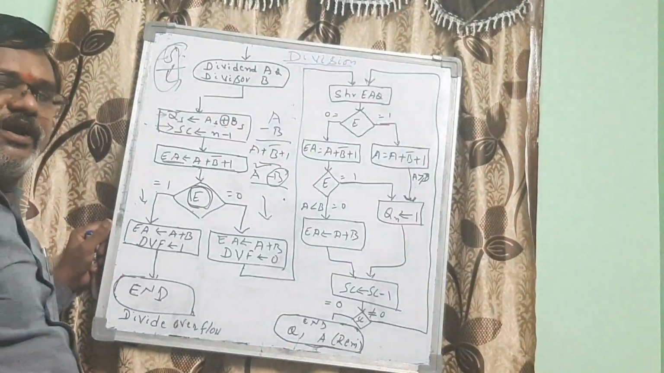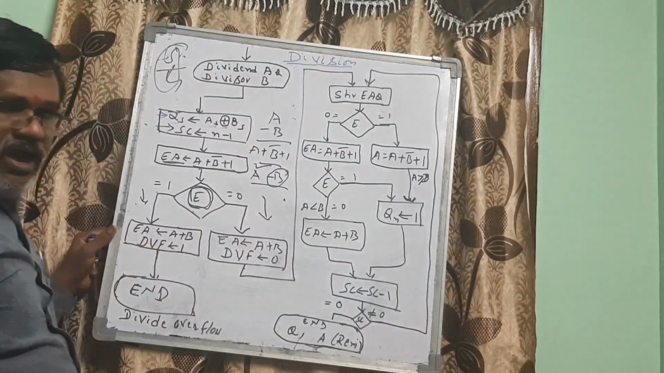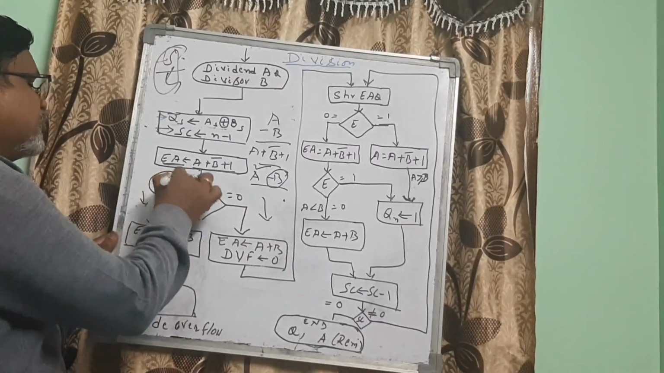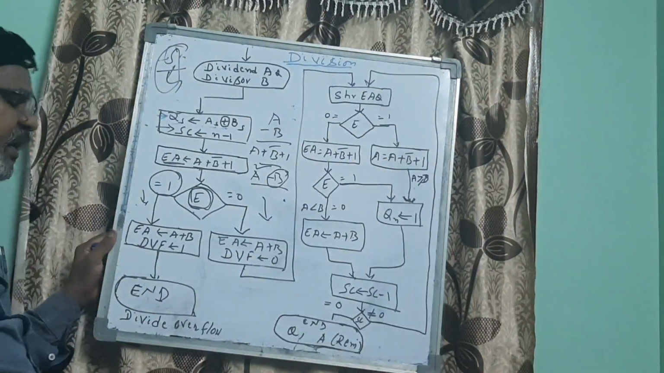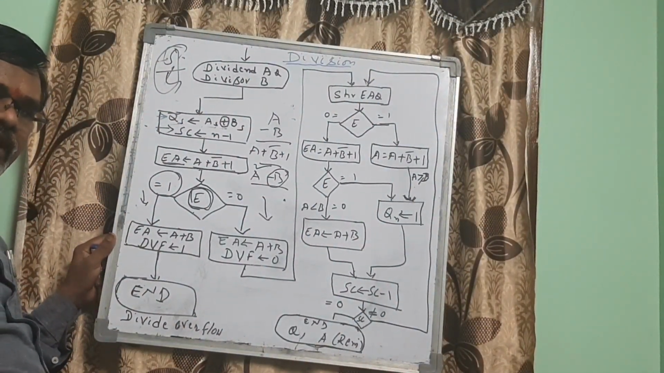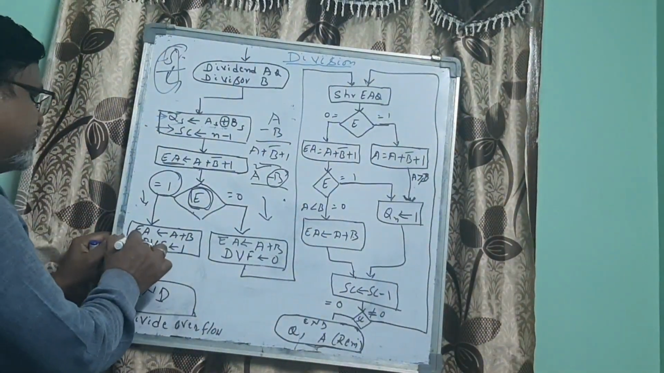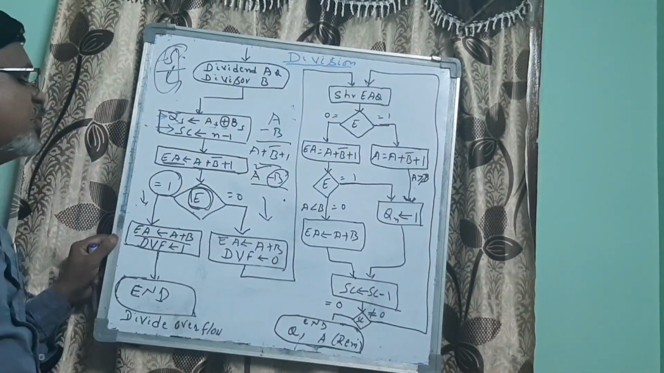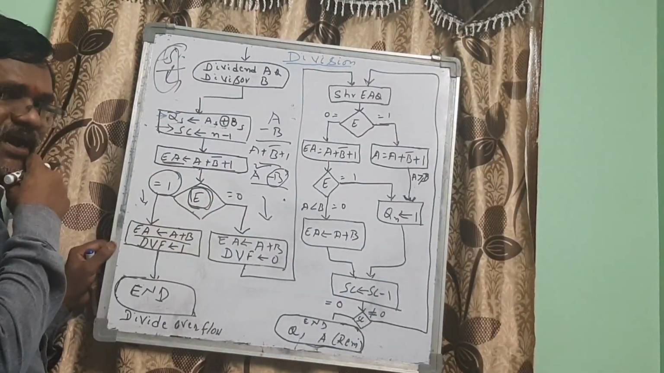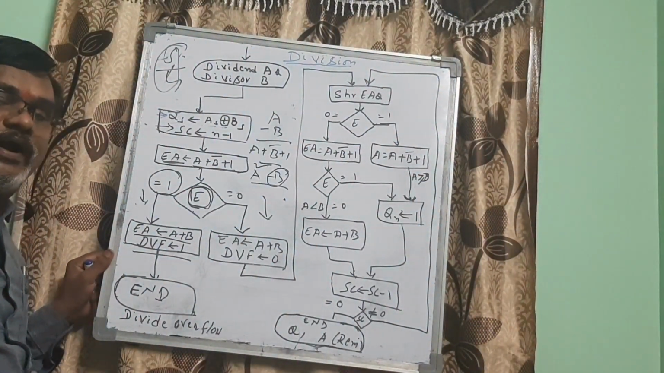But 3 by 4 is not possible, where the dividend is 3 and the divisor is 4. So in this case, the E bit is going to have 1, which means A is lesser than B. At that point, we will simply perform EA = A + B. It doesn't matter whether you add it or not. Then we will set DVF to 1.